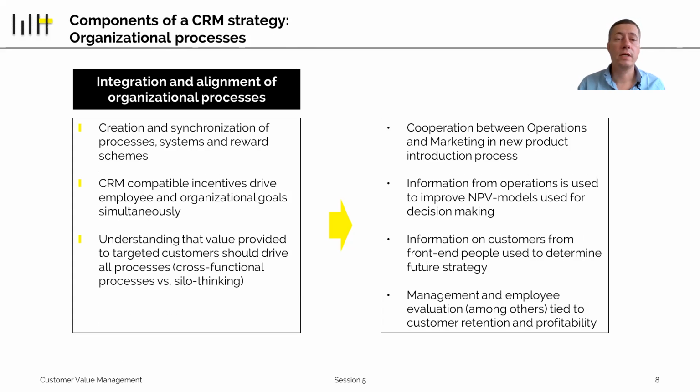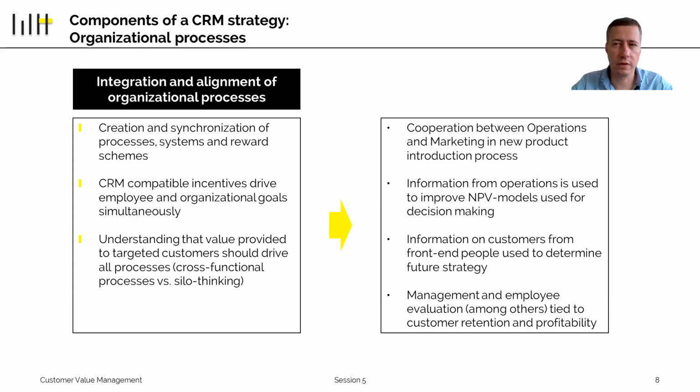And for that, you need the integration and alignment of organizational processes. You need cooperation. The customer doesn't really care which department in the firm made the mistake. The customer only cares that a mistake happened. So operations and marketing need to collaborate in the new product development process. You need to share information in order to improve models. You need to ensure that information from customer-facing employees is used to guide your strategy. And all these processes and reward schemes and incentivization schemes need to be consistent and integrated with each other.